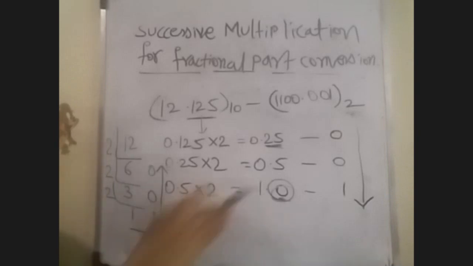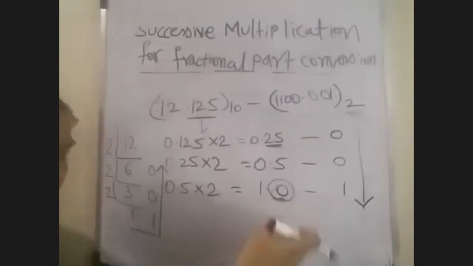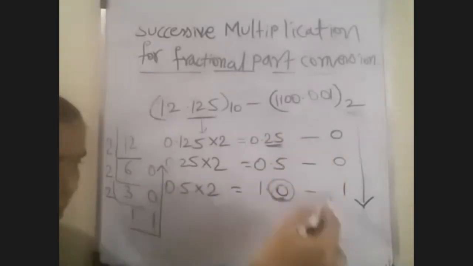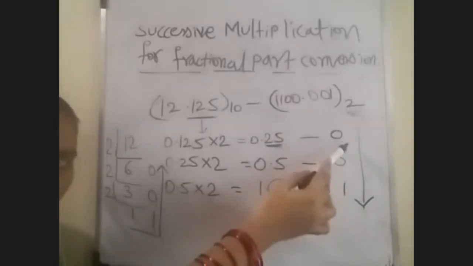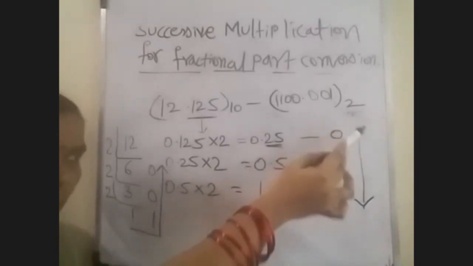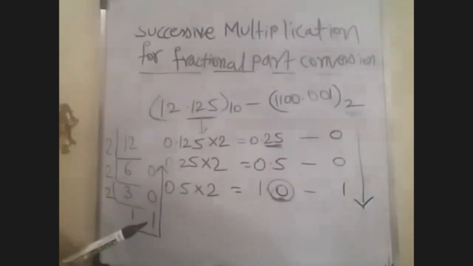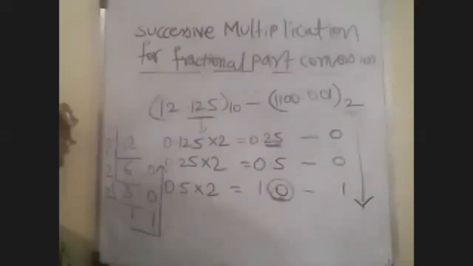The fourth step is to write the carries from top to bottom. Whatever carries are there, you take them from top to bottom. By this way we can calculate the integer part as well as the fractional part. Is it clear now?